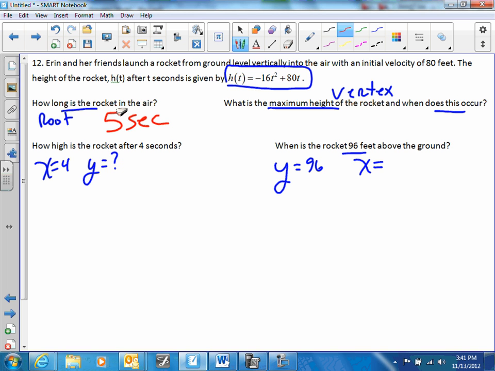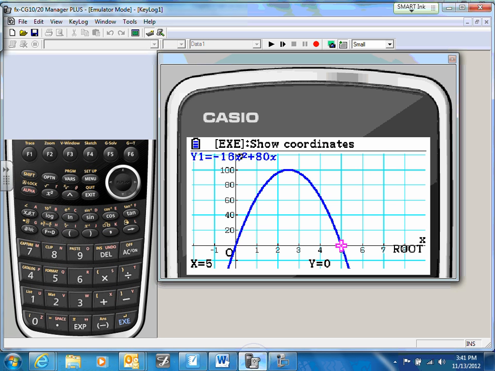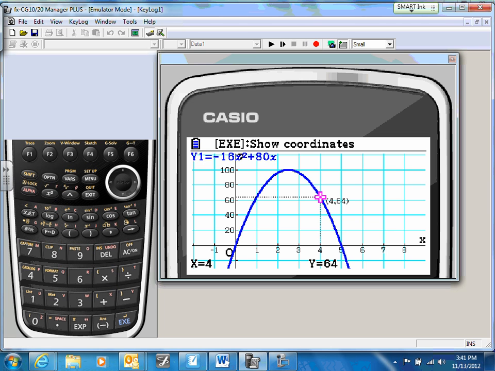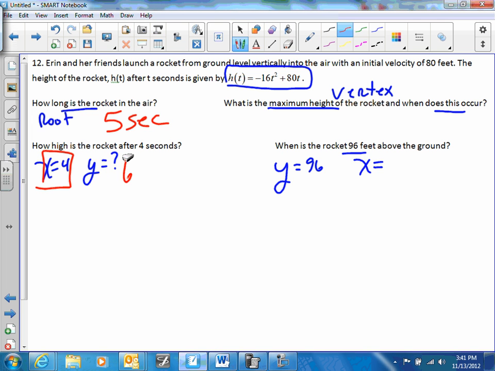Now, the next thing I want to look at is when x is 4, what is y? So I'm going to go back to the calculator. I hit Shift F1, which is my trace function. I want to see when x is 4. All right? Hit Enter. So when x is 4, my height is going to be 64 feet. All right? So 64 feet is my answer.